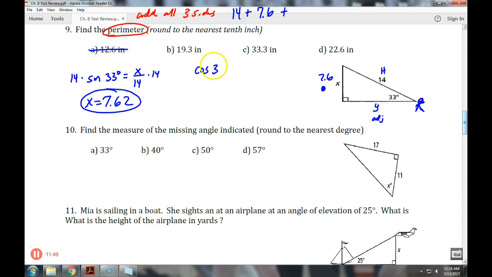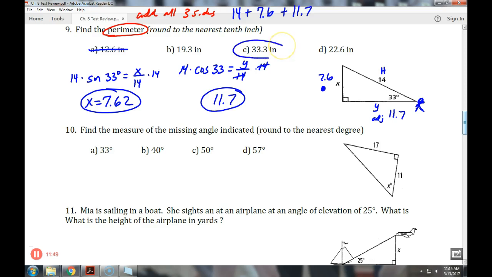The cosine of 33 degrees is Y over 14. Again, Y is high, so I multiply. And 14 times the cos of 33 is about 11.7. So now when I add up my three sides, 14 plus 7 plus 11.7, that comes out to be pretty doggone close to 33.3 inches. So that was a multi-step problem, pretty involved.